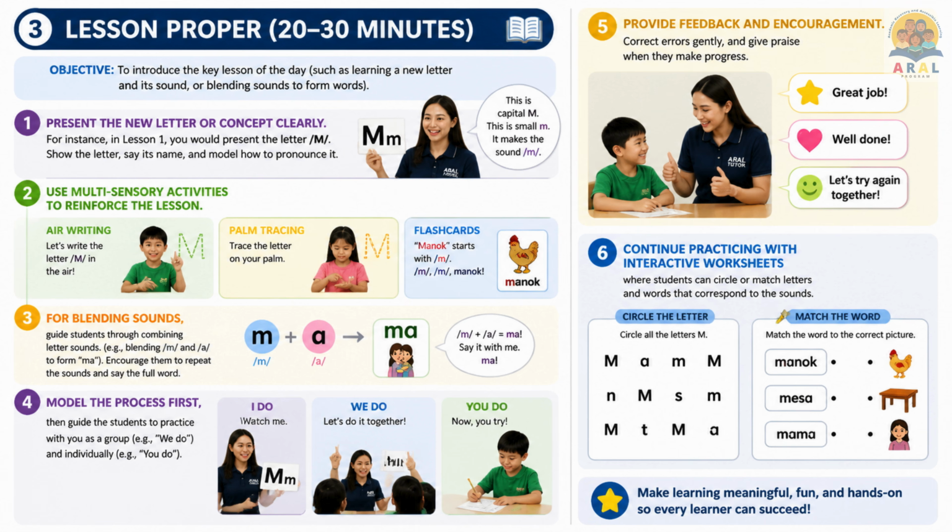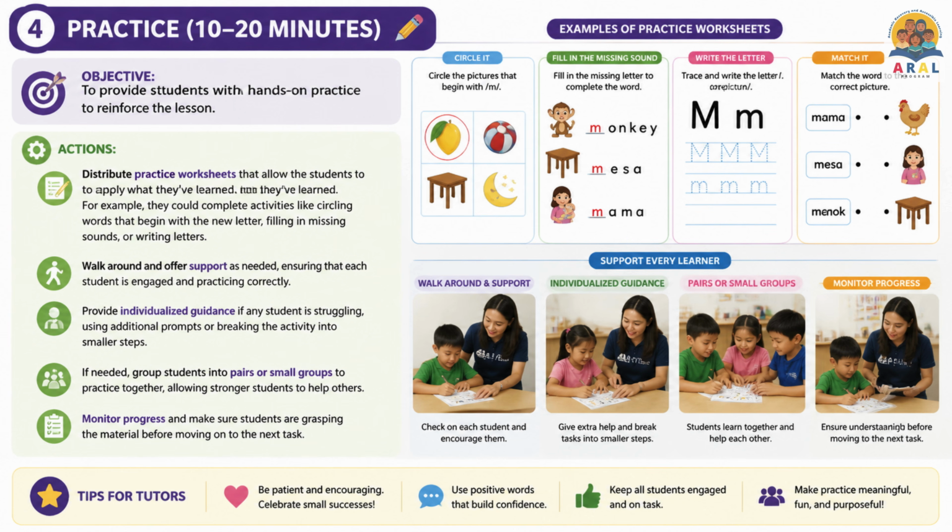Model the process first, then guide the students to practice with you as a group, like we do, and individually, like you do. Provide feedback and encouragement. Correct errors gently, and give praise when they make progress, like "Great job. Let's try again together." Continue practicing with interactive worksheets where students can circle or match letters and words that correspond to the sounds. The 4th part of the session is the practice, which will run for 10 to 20 minutes.